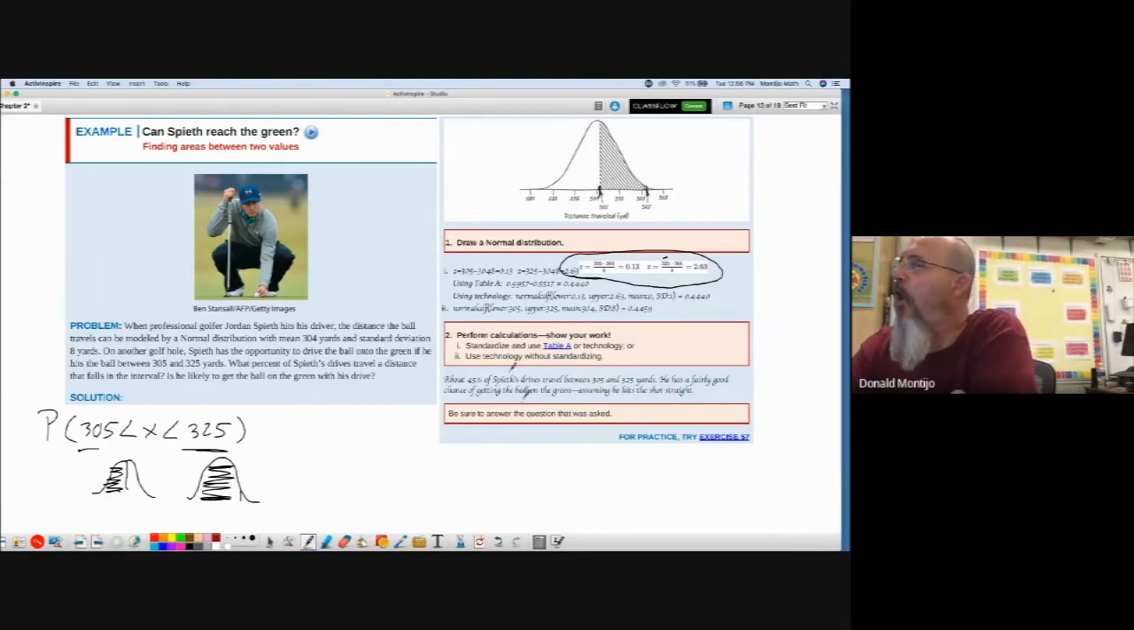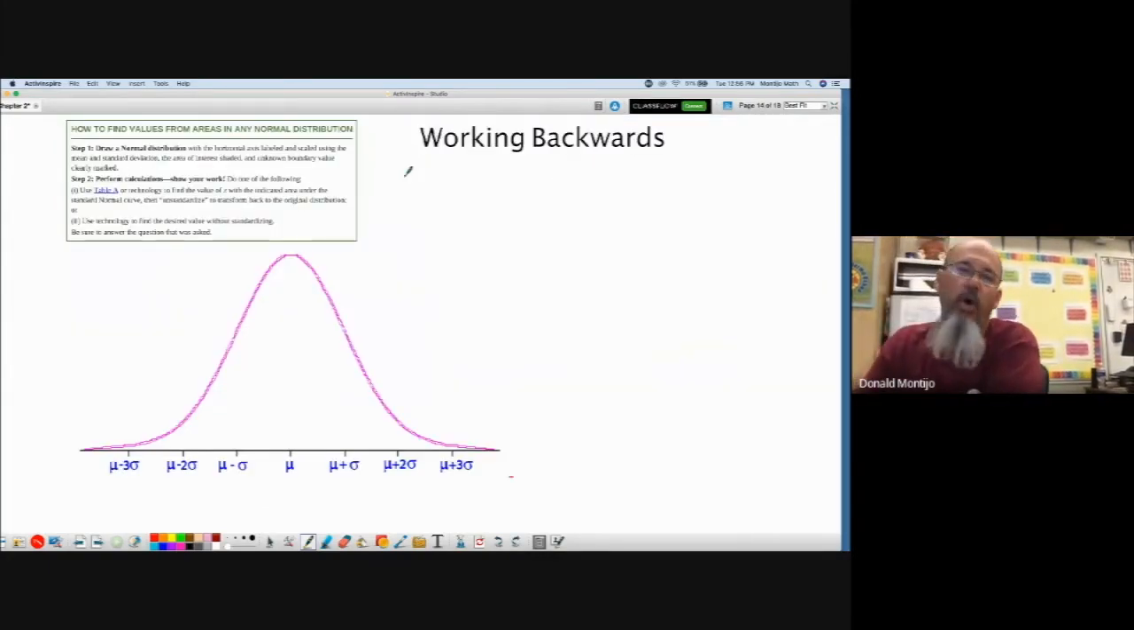Okay. Remember, all this z-score stuff only works if the data is normal. If the data is not normal, none of this is going to work. It all requires normal data. If the data is not normal, forget it. This will not work. You can only do z-scores for normal data. We're going to work backwards. What if we know somebody's percentile and we want to find out their score?